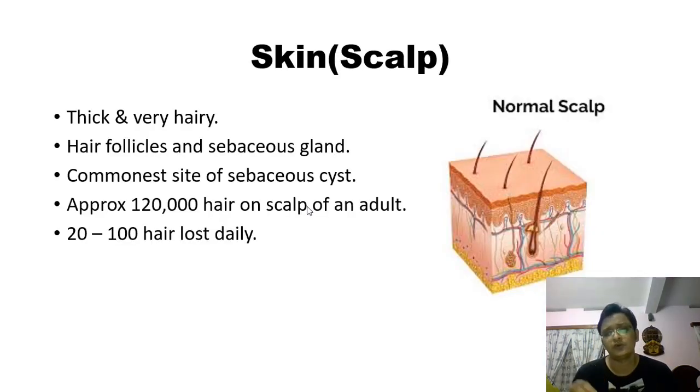Now talking about the skin of the scalp, it's very thick and also very hairy. It contains hair follicles and sebaceous glands. It is the commonest site of sebaceous cyst due to the presence of sebaceous glands. Approximately 1,20,000 hairs are present on the scalp of an adult. Of that, maybe 20 to 100 hairs may be lost daily.